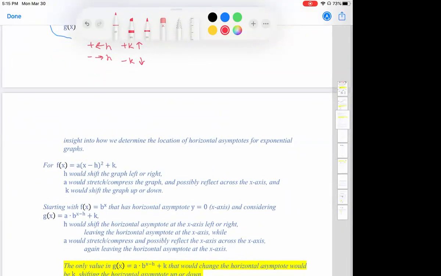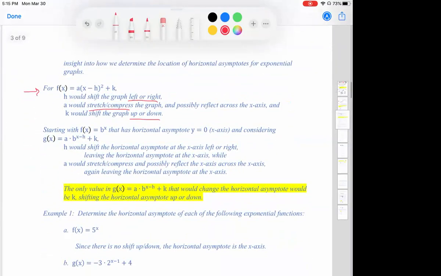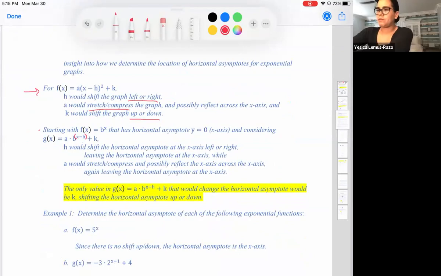It reminds us that for function f of x, h would shift the graph left or right. A would stretch or compress your graph, so it makes it wider or skinnier. And k would shift the graph up or down, just like we saw above. So the way we read that for an exponential function is the same way. But remember how we had parentheses? Think of your parentheses as your exponent. Your exponent will take the place of the parentheses in a parabola. So let's continue right here.